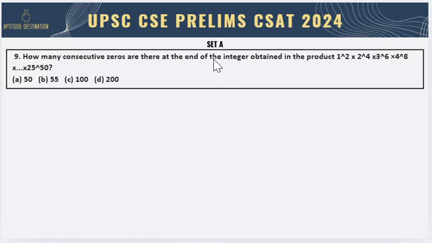How many consecutive zeros are there at the end of the integer obtained in the product 1 power 2, 2 power 4, 3 power 6, 4 power 8 and so on until we reach 25 power 50?